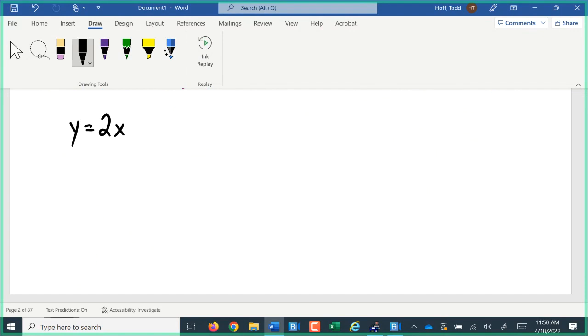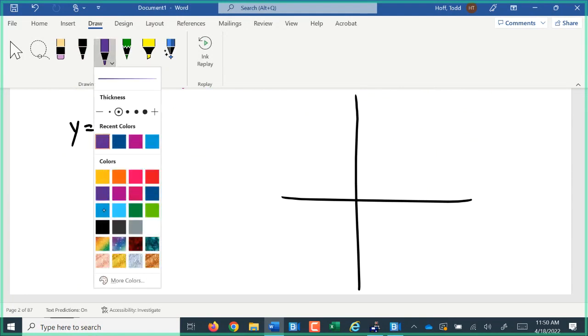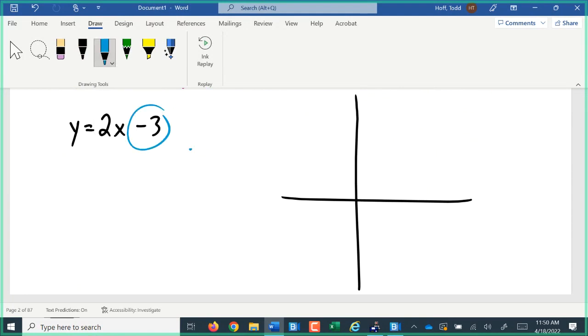So if I have something like y equals 2x minus 3, I know that the minus 3 here means instead of going through the origin, I go down 1, 2, 3, and the line goes through that spot. I also know that this 2 that multiplies the x changes the angle, makes it steeper. So what we need to do now is define what it means to be steeper. Well, it's called the slope.